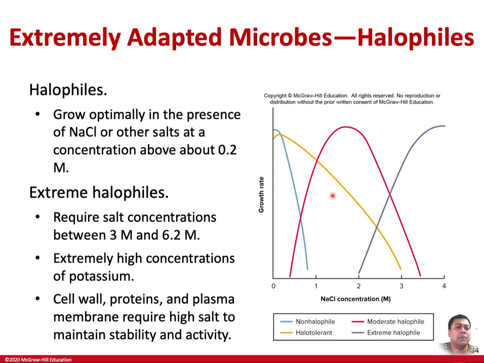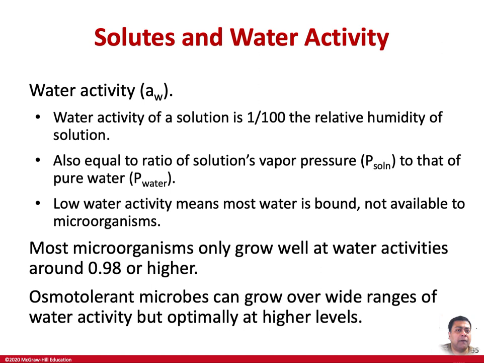So these are some of the extremely adaptive microbes which are known as the halophiles. Here we are going to consider the solutes and the water activity, denoted by AW. The water activity of a solution is 100 the relative humidity of the solution. This is also equal to the solution's vapor pressure, P solution, to that of the pure water. So again, the ratio of the vapor pressure to that of pure water.